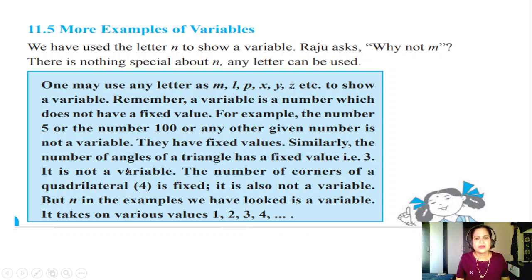Similarly, the number of the angles of the triangle has a fixed value, that is 3. That is a constant. It is not a variable. The number of the corners of the quadrilateral is 4. It is fixed. It is also not a variable. But n in the examples we have looked at is a variable. It takes on various values 1, 2, 3, 4. It varies. Where the value varies, there the variable comes.